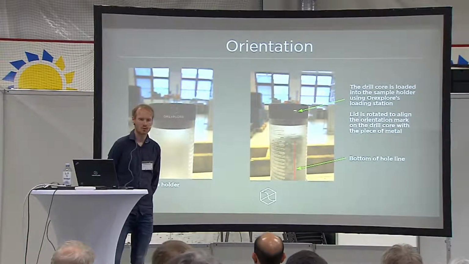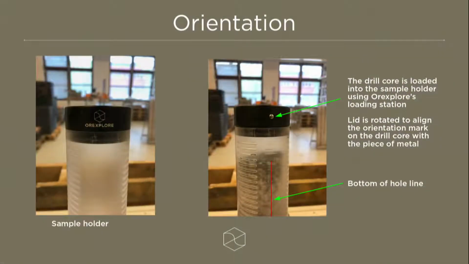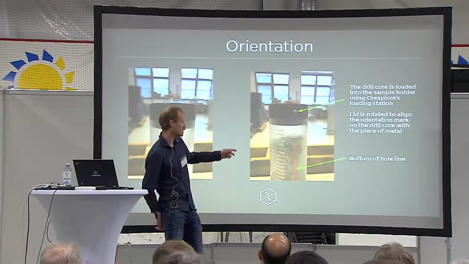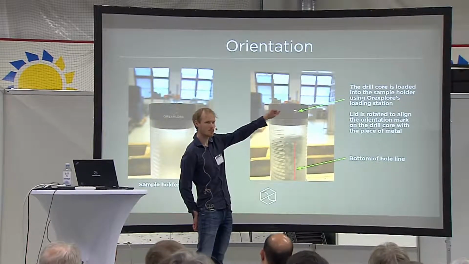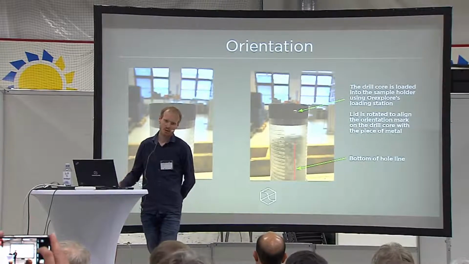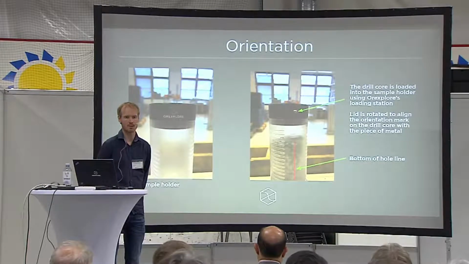So for the tomography, we also want to preserve orientation, and this is done in the following way. You load your core into a sample holder like this with the Orexplore loading station. And this is for puzzled core, so you would have some orientation mark or bottom of hole line. In this sample holder, you can rotate the lid so that this metal piece is aligned with your orientation mark. And then the machine will register the position of this metal piece, and you will set your coordinate system for the tomography.